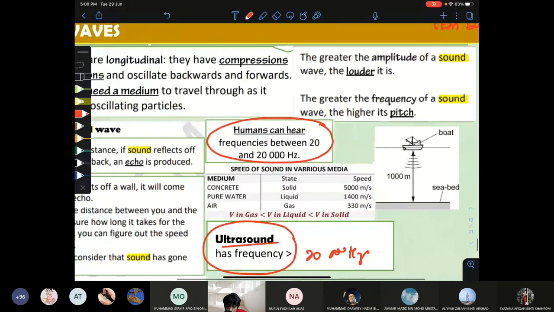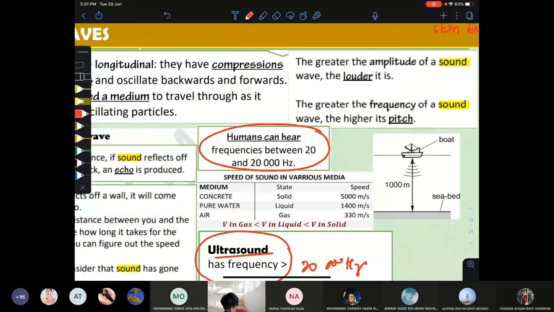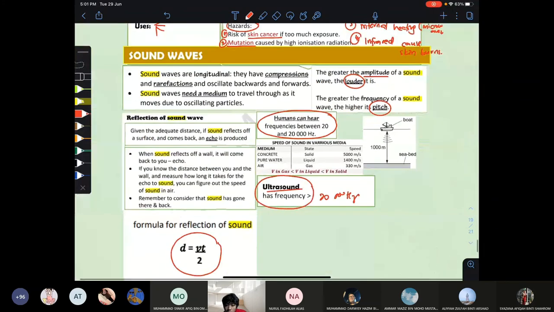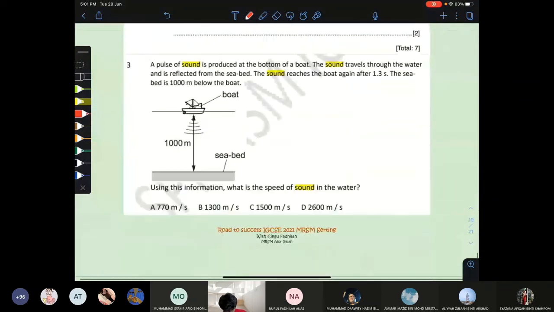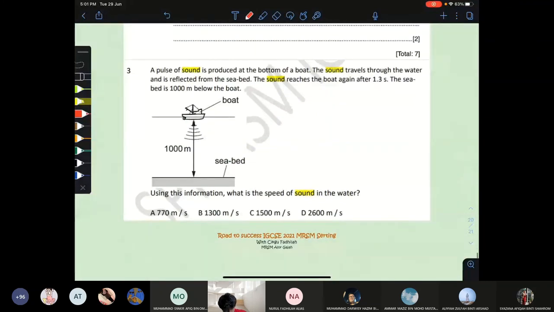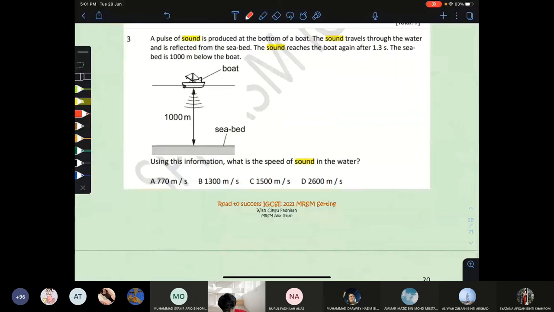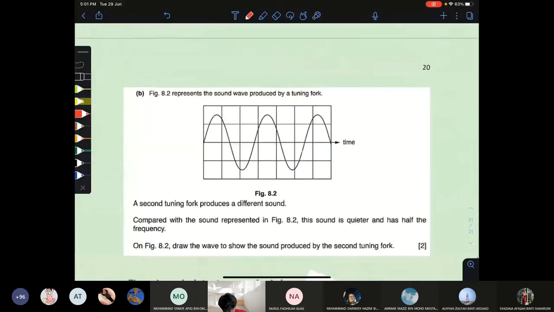Okay, and then you need to know the terms loudness and pitch. So what's the relationship? The louder, that means the amplitude is higher. Macam tu. Alright, so I think kita akan tengok soalan, tapi sekarang dah pukul 5:01. Jadi saya pun lambat ni tadi. Jadi you can do this with your teachers.